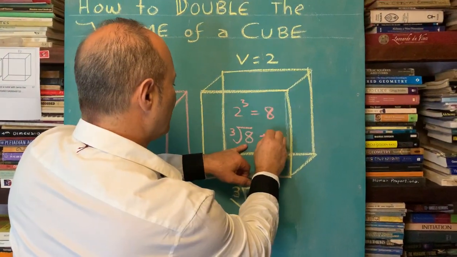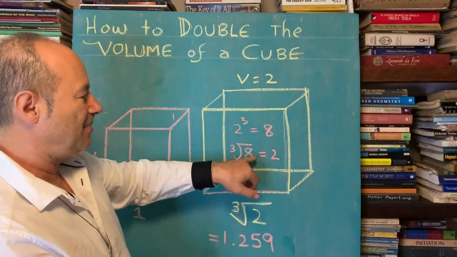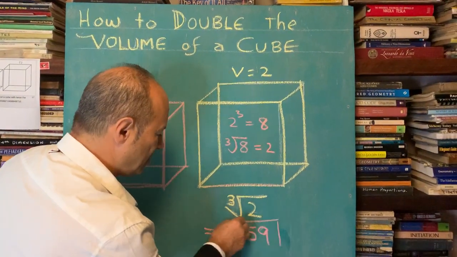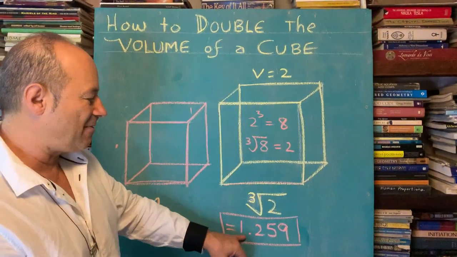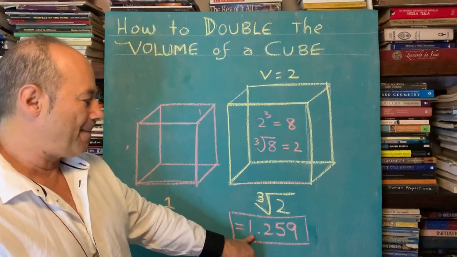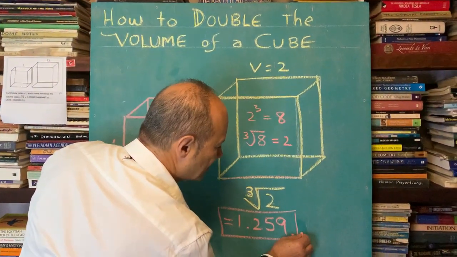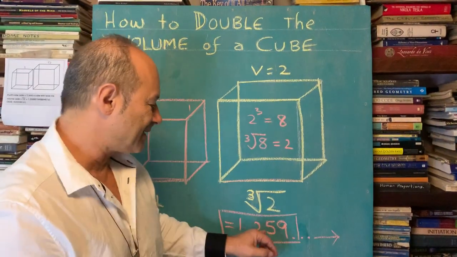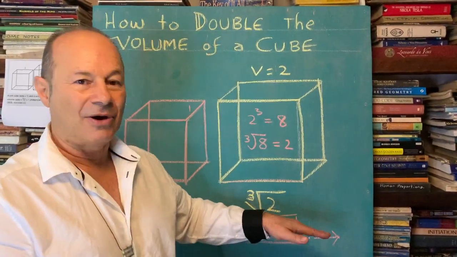So the cube root of 8 is 2, because 2 times 2 times 2 equals 8. So you can see here that to find the cubic solution to this problem, we had to know a very critical ratio, 1.259. And often we put three dots after it because it means that those decimals go on forever. It doesn't stop at 1.2590. It goes on and on.